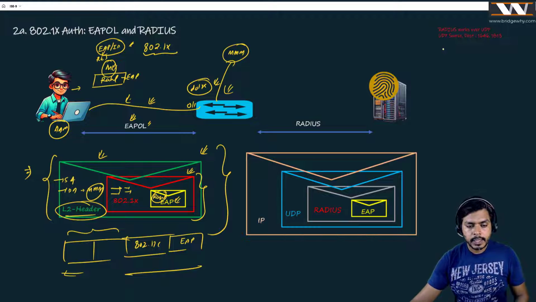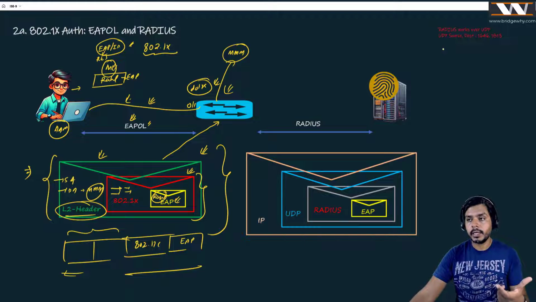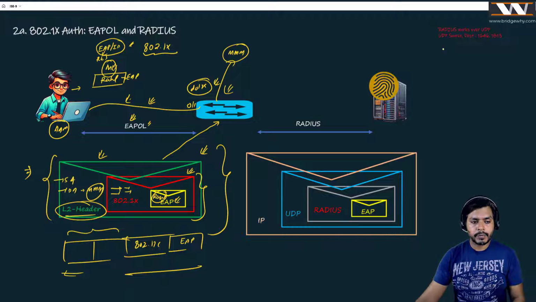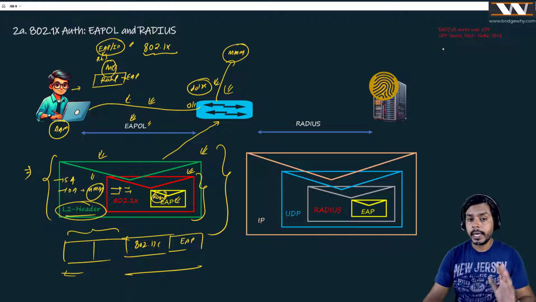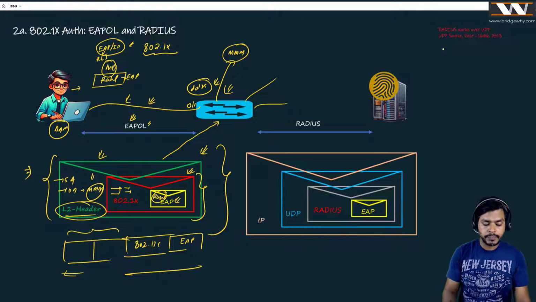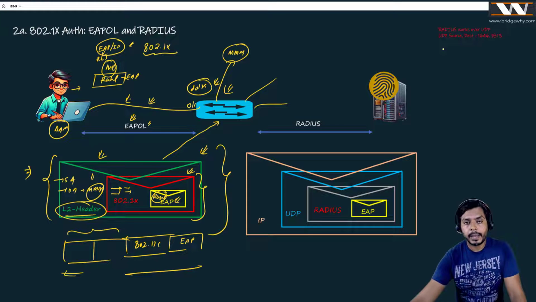Once this message, the green color message, is received at the switch, what is the switch going to see? It is going to see only the green message, right? The green, the bigger envelope. It is going to check the destination MAC address, and the destination MAC address is MMM, which is the MAC address of this switch. It doesn't mean that it is going to send it everywhere, because the switch itself is listening on MMM. So the message will be delivered to the switch.